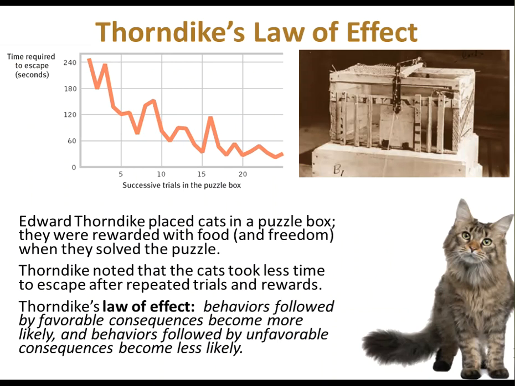Now, let's look at Thorndike's law of effect. Edward Thorndike placed cats in a puzzle box. They were rewarded with food and freedom when they solved the puzzle. Thorndike noted that the cats took less time to escape after repeated trials and rewards. This resulted in Thorndike's law of effect, and it reads like this: behaviors followed by favorable consequences become more likely, and behaviors followed by unfavorable consequences become less likely. Thorndike's law of effect is very critical to the whole idea of operant conditioning.